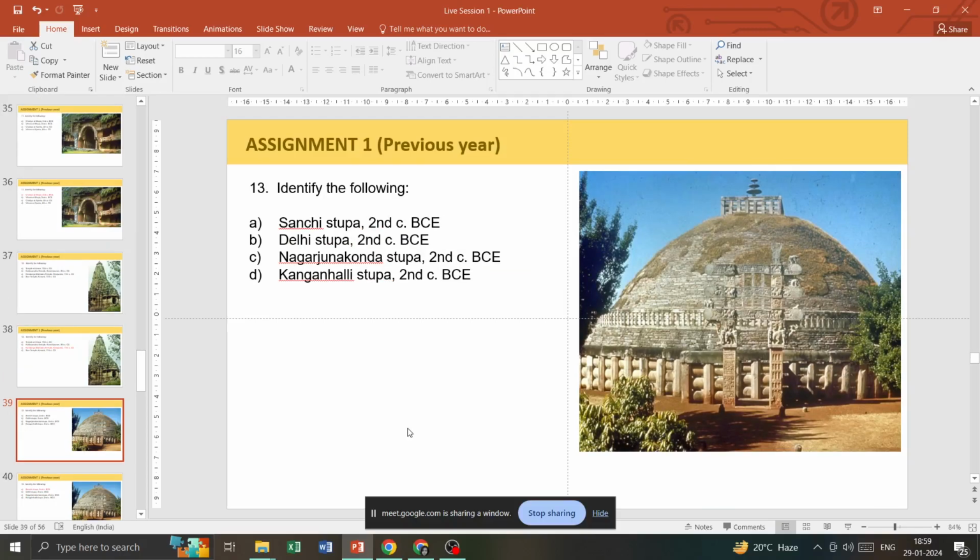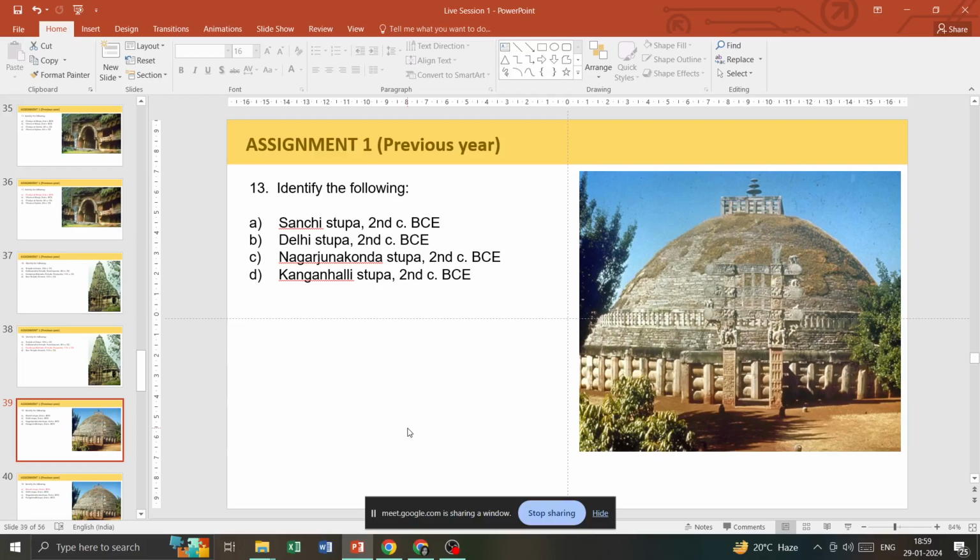Question number 13, identify the following: Sanchi Stupa, Delhi Stupa, Nagarjun Kund Stupa, Kanganhali Stupa. Again, to be able to answer these questions, you will just have to have the knowledge of which of the buildings look like what. So this one is actually Sanchi Stupa, and it is the oldest form of stupa of Buddhist architecture that we have right now existing in India.